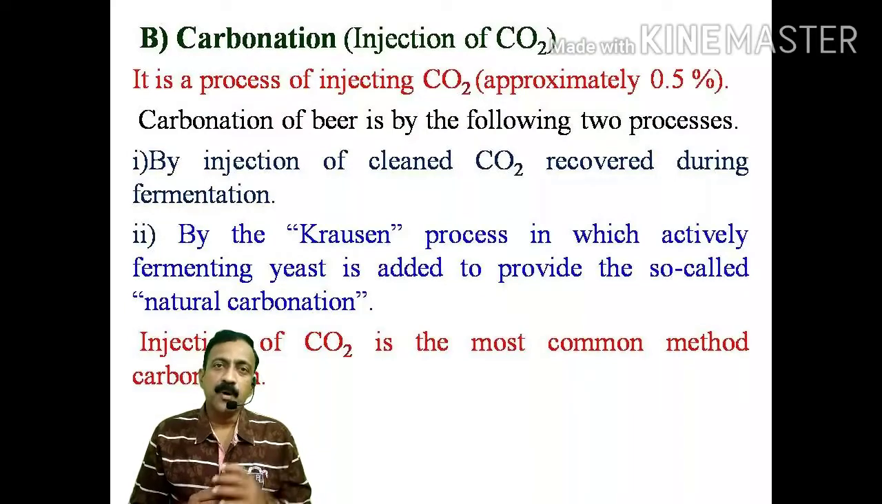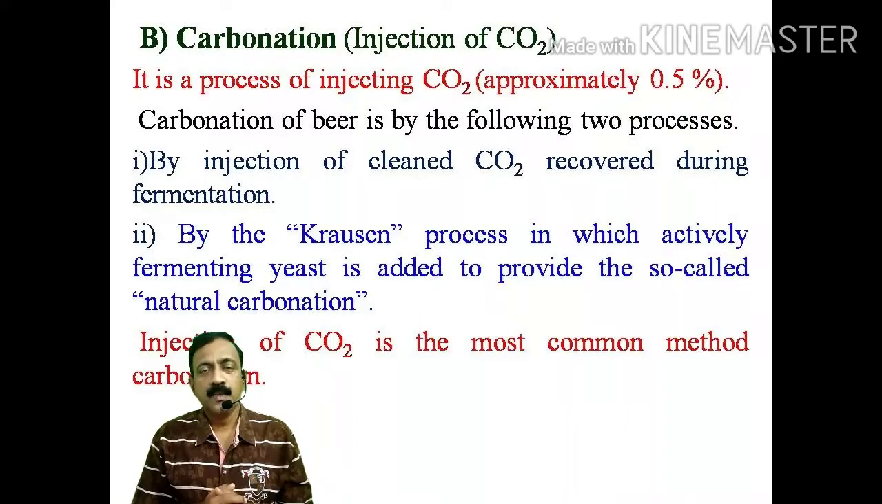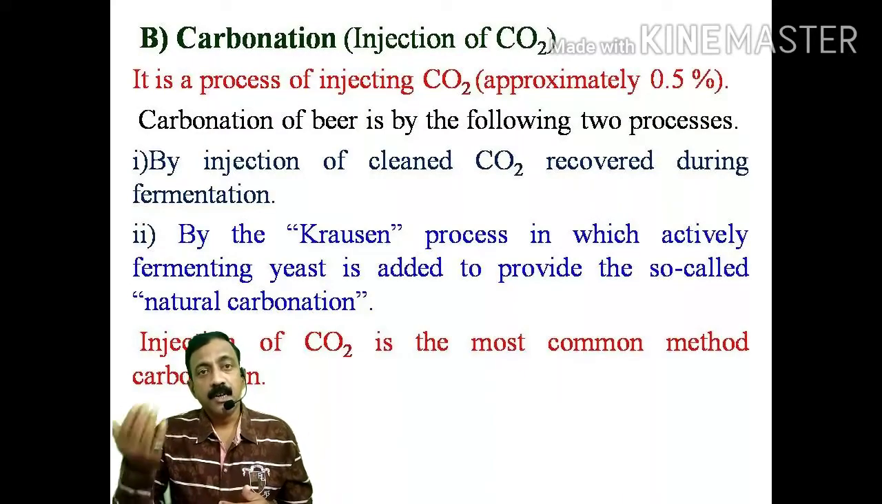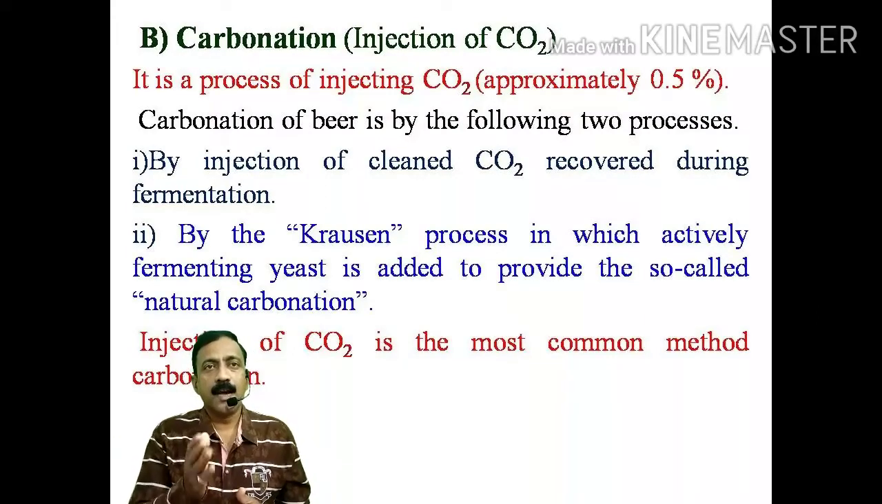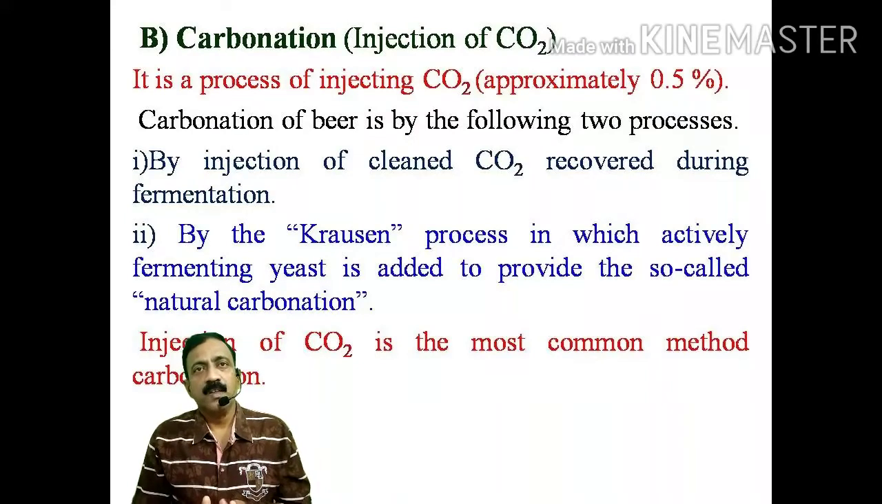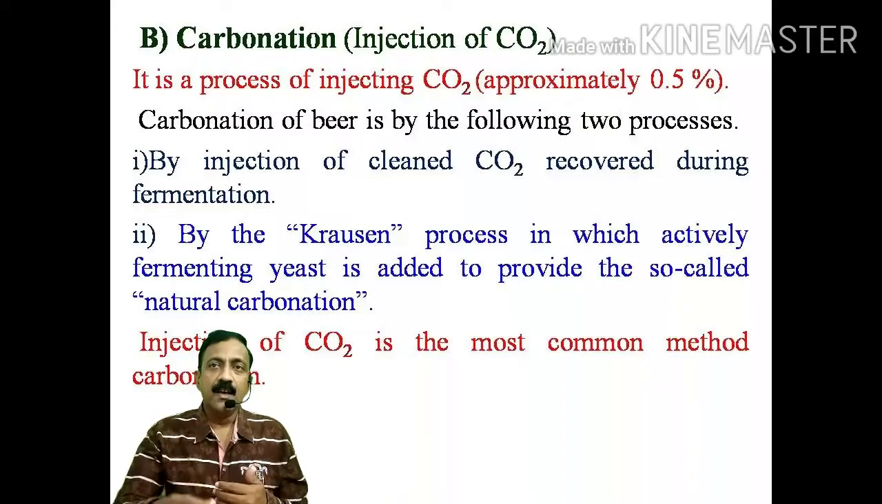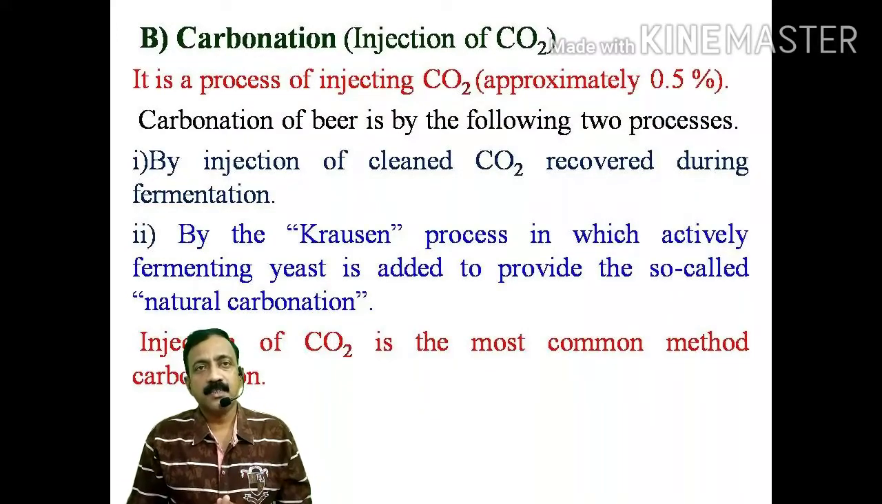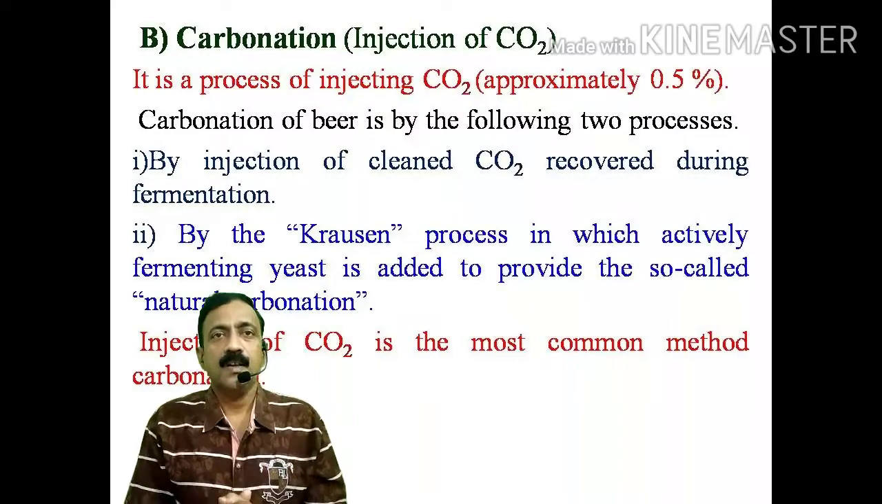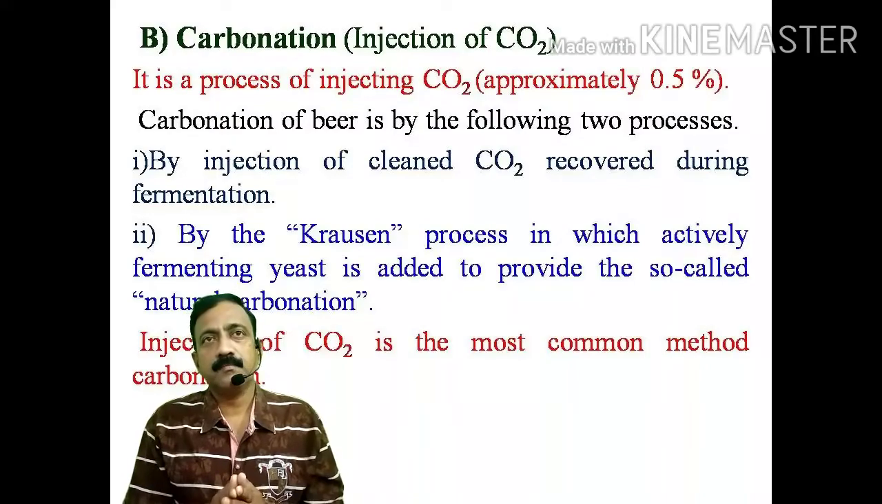Carbonation is a very important step in beer making. Carbonation is the injection of CO2. This carbonation takes place by two methods. First, the injection of the CO2 which is recovered during the fermentation process can be used for the carbonation. Or second, the Krausen process, in which actively fermenting yeast is added to provide natural carbonation. That is called natural carbonation. Injection of CO2 is the most common method for carbonation.